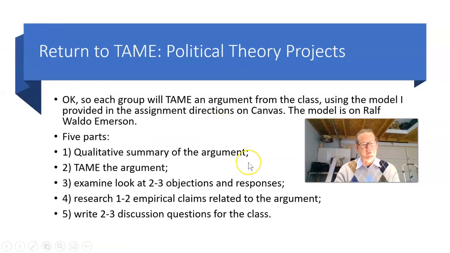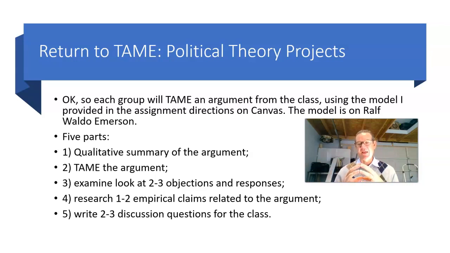And the 5 parts are, you can do them in slightly different orders, like 1 and 2 could be reversed, or you could move 1 other places. But for the most part, they're mostly going to follow a similar order like this. So 1, a qualitative summary is just a normal written summary of the argument: 2 to 3 paragraphs summarizing without doing P1, P2, P3, just writing up what the author is arguing. 2, then you're going to do P1, P2, P3, P4. You're going to tame the argument.